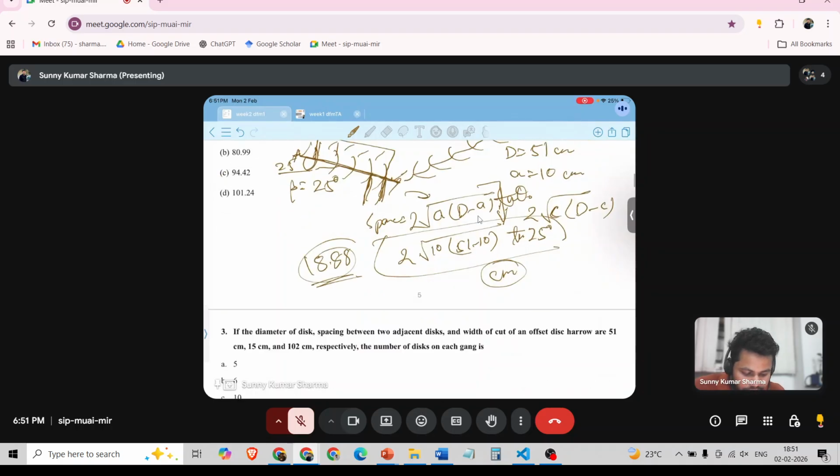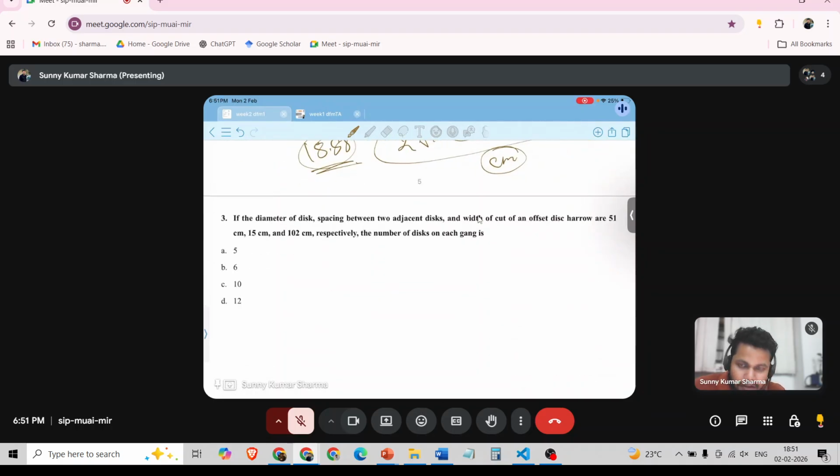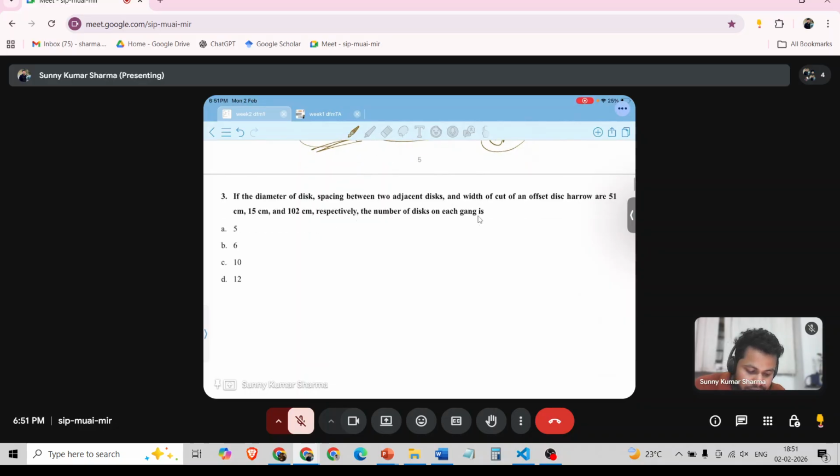So 75.54 was the answer for this. Now the third question: if the diameter of disc, spacing between two adjacent discs and width of cut of an offset disc harrow are 51 centimeter, 15 and 102, meaning diameter of disc is 51, spacing is 15 centimeter, and width of cut is 102 centimeter, find the number of discs on each gang.